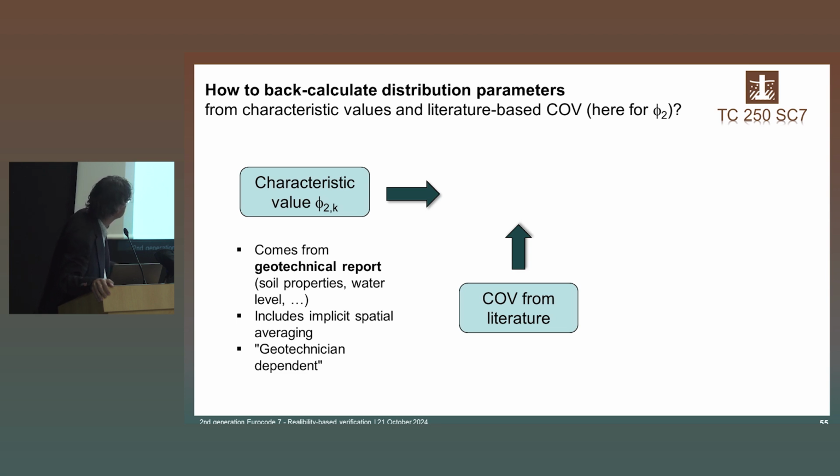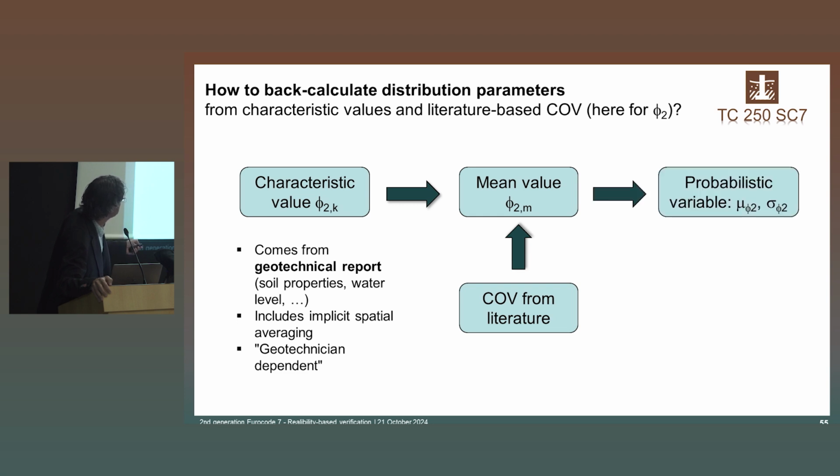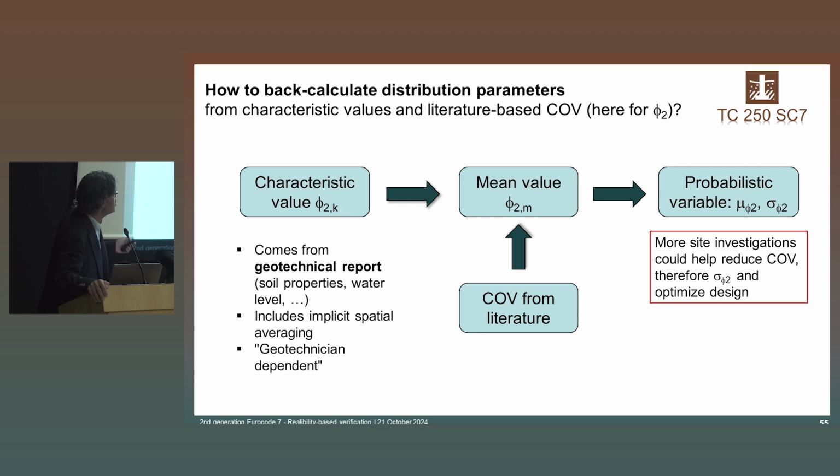I use COV from all presentations, but this is V that Johan was just speaking about before, from the literature. And I get the mean value. Then, in my probabilistic computation, I can use the mean value for phi 2 with the standard deviation for phi 2. I was speaking during the coffee with some other colleagues, and of course, the more site investigations you get, the more samples you can test, the more you can reduce this coefficient of variation, and therefore the more you can reduce the standard deviation, and then, of course, you can optimize your design.